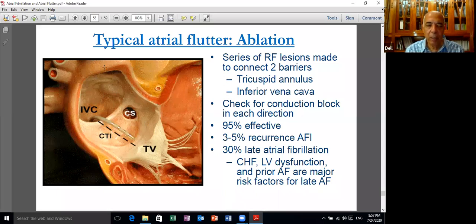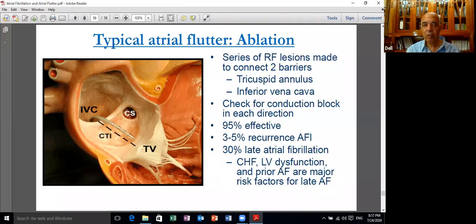So the end point of treating isthmus-dependent atrial flutter is not just getting rid of the atrial flutter or getting it abolished, but creating, in addition, a bidirectional irreversible block. Despite that, you can get two problems: a 3 to 5% recurrence of atrial flutter, and sometimes a huge number of late occurrences of atrial fibrillation that can lead to congestive heart failure and left ventricular dysfunction.